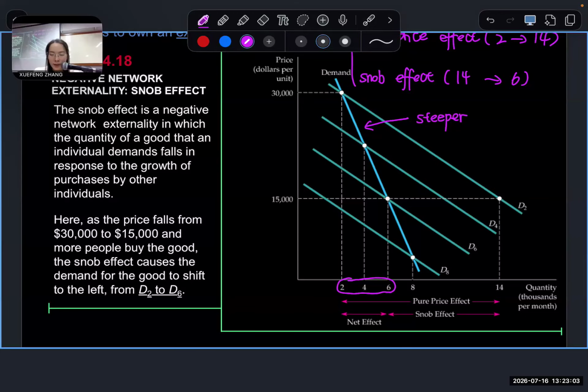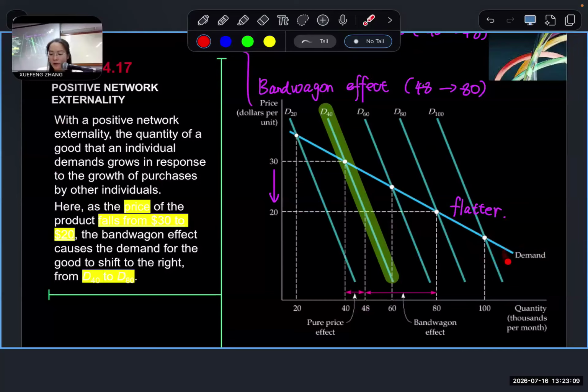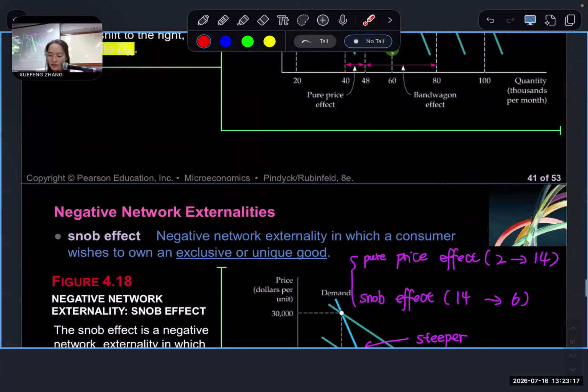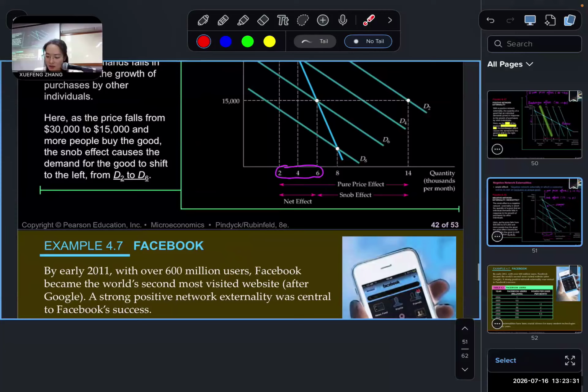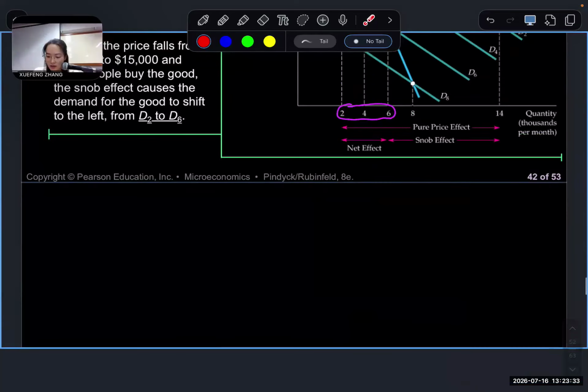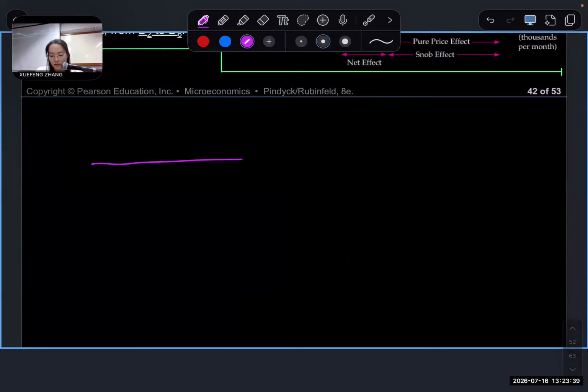Please compare with the bandwagon effect. Let me move back. For bandwagon, the final demand is flatter because bandwagon amplifies the price effect. But for the snob effect, it cancels some of the price effect. So we have a steeper demand curve. Let me summarize bandwagon and snob effect.